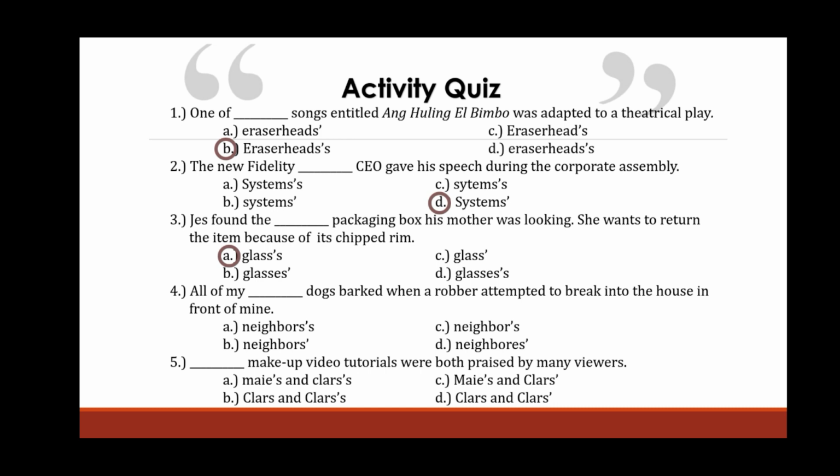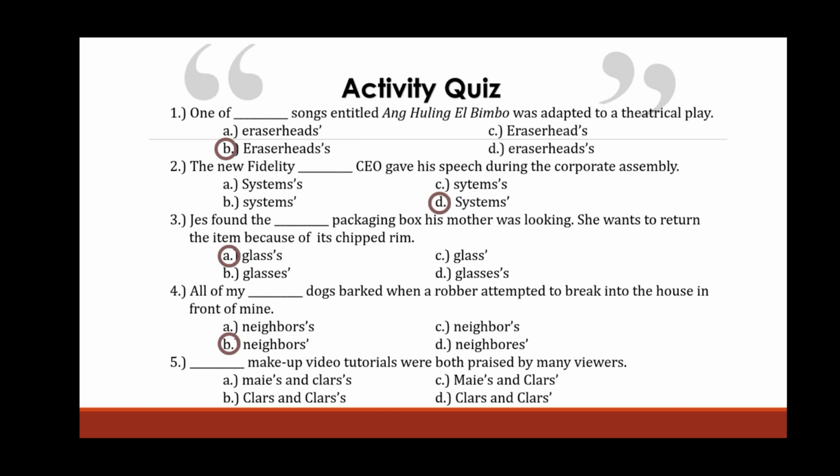Okay, number 4. All of my blank dogs bark when a robber attempted to break into the house in front of mine. The correct answer is B. Okay? Ayan, B. Hindi pwede yung letter C kasi yung all of my indicates many. Lahat ng kapitbahay ko. Therefore, yung word na neighbor dapat plural. So, neighbors. And the possessive form of that neighbors is neighbors with apostrophe only.